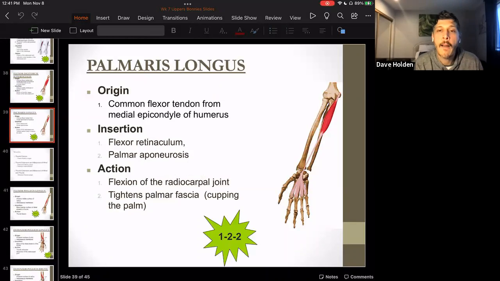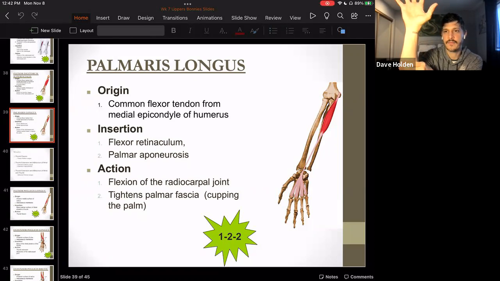All right, next up we have palmaris longus. Since it also originates off of the flexor tendon, it is also going to flex the wrist. This one is also going to tighten the palmar fascia. So what we were feeling earlier, to feel that palmar aponeurosis, just slightly flexing, cupping the palm, that's what palmaris longus does. When you cup the palm of your hand, if you place your fingers over your forearm, you'll feel that muscle right through there.